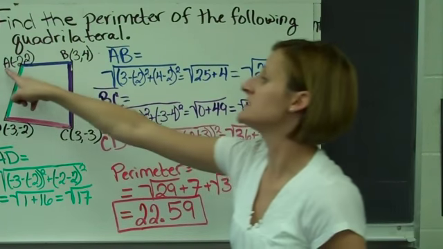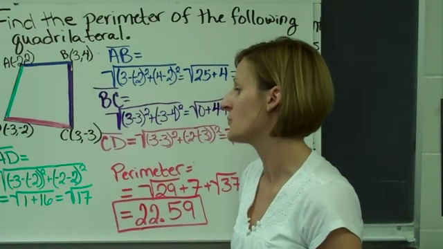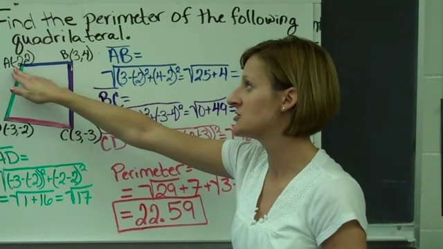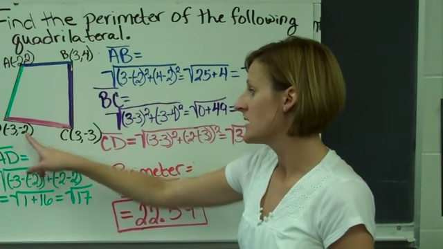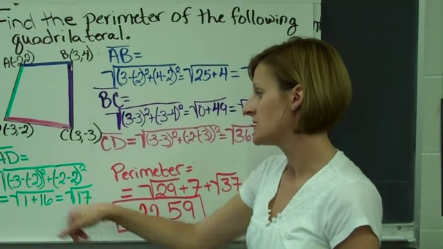The last one is A to D. D is going to be our second point. A is going to be our first point. So I do negative 3 minus a negative 2, and then square that. Negative 2 minus 2, and square that.